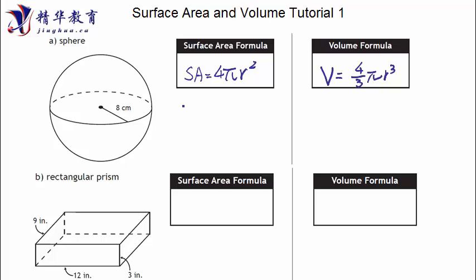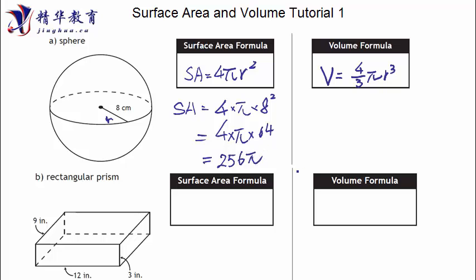We have the radius equal to r, right? This is r here, which is 8. So how do we find the surface area? We just plug 8 into this formula. It will be 4 times pi times 8 squared. 8 squared equals 64, right? And then 4 times 64 is how much? It's 256 pi, and that's it.